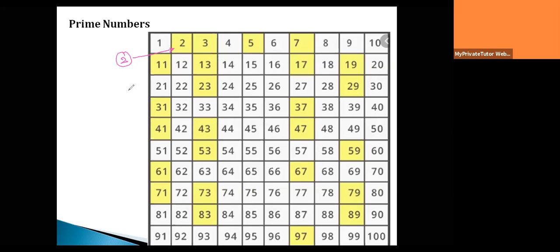So other than these prime numbers, the remaining are composite numbers, excluding 1. Composite numbers are nothing but the numbers other than the prime numbers. Okay.